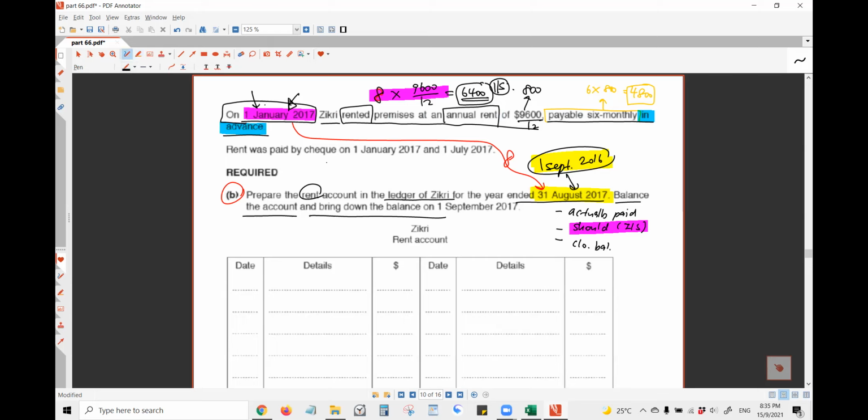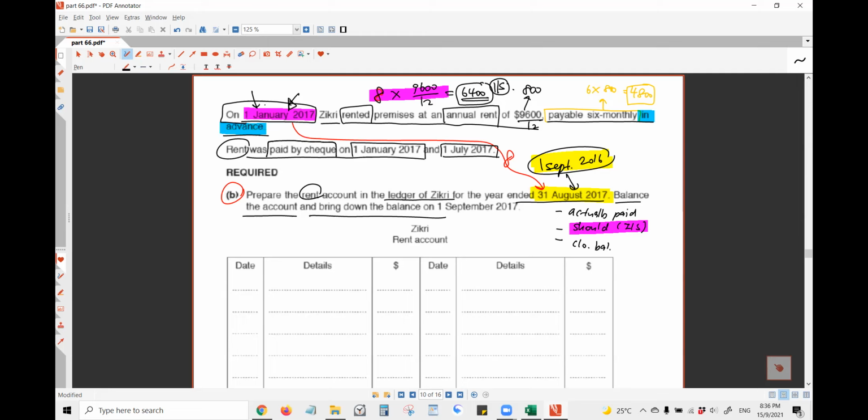For example, if Zikri makes payment for the rent today, he would be paying for the following 6 months' rent. That's why it is in advance. Pay earlier. Okay, so you see, rent was paid by check on 1st January 2017 and July 1st, 2017. So these two are the dates of payment.